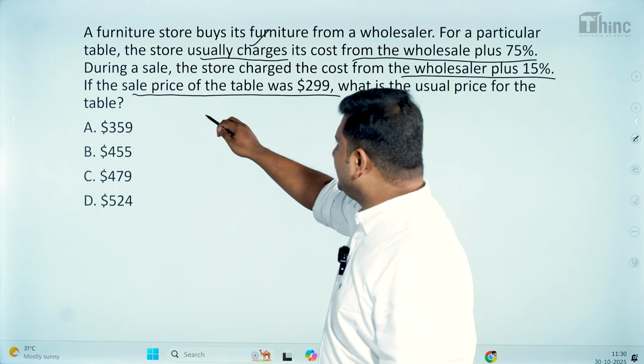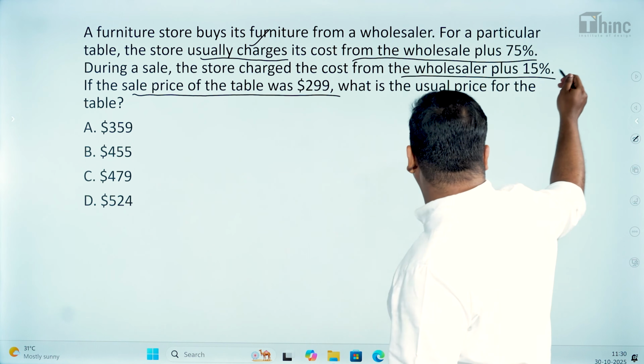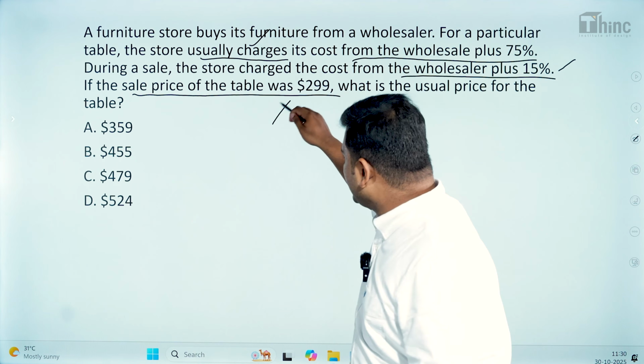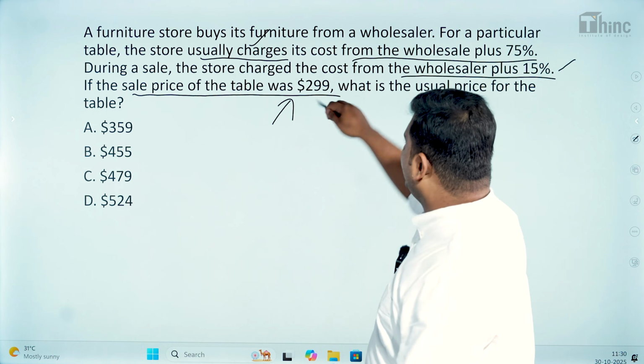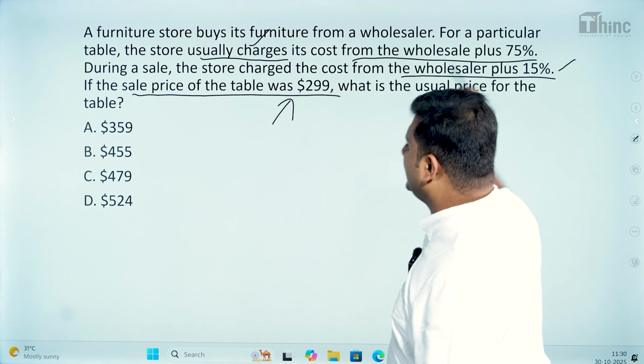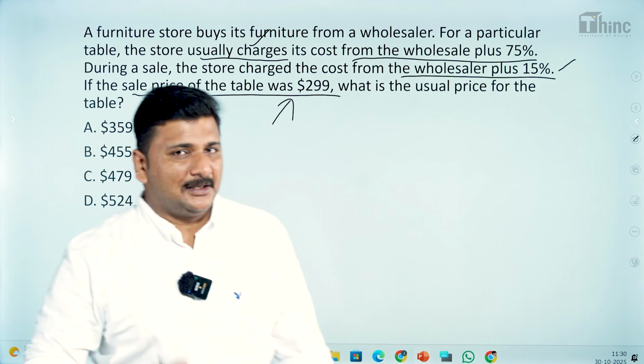So there is a sale happening. They are charging wholesale price plus 15% only now, and that sales price is given, and we need to find the usual price, which is wholesale price plus 75%. Okay, let me just write it down.